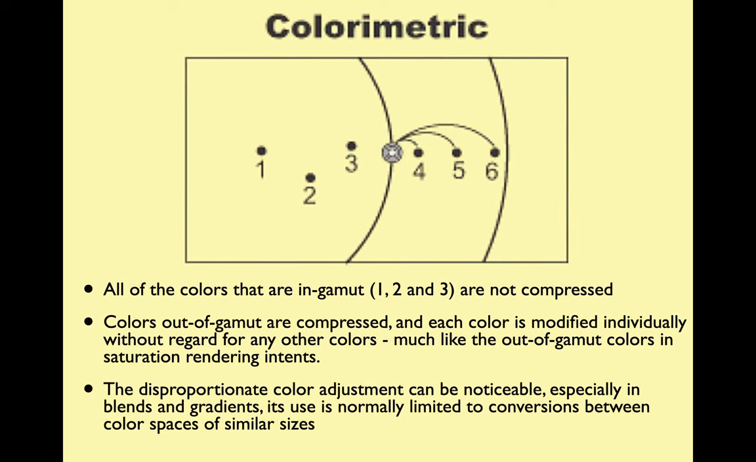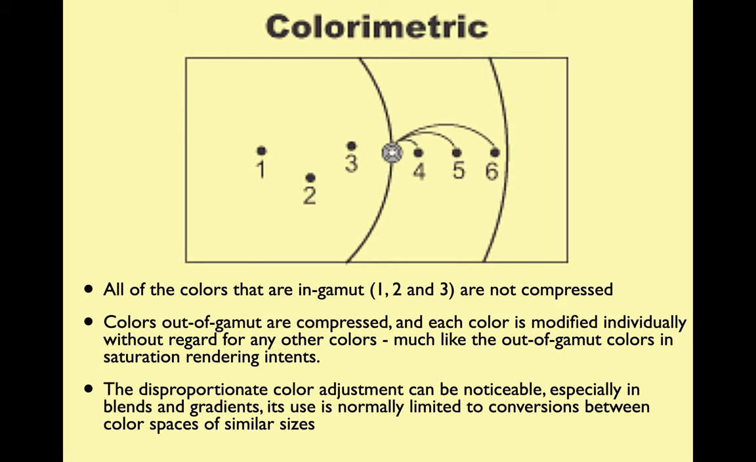Colorimetric. So what happens in colorimetric is all of the colors that are out of gamut are moved to the edge of the space, because they have to be printed. But we lose all the detail in 4, 5, and 6. However, 1, 2, and 3 are not changed at all. 1, 2, and 3 remain their normal color. So now I've got a mismatch of color.